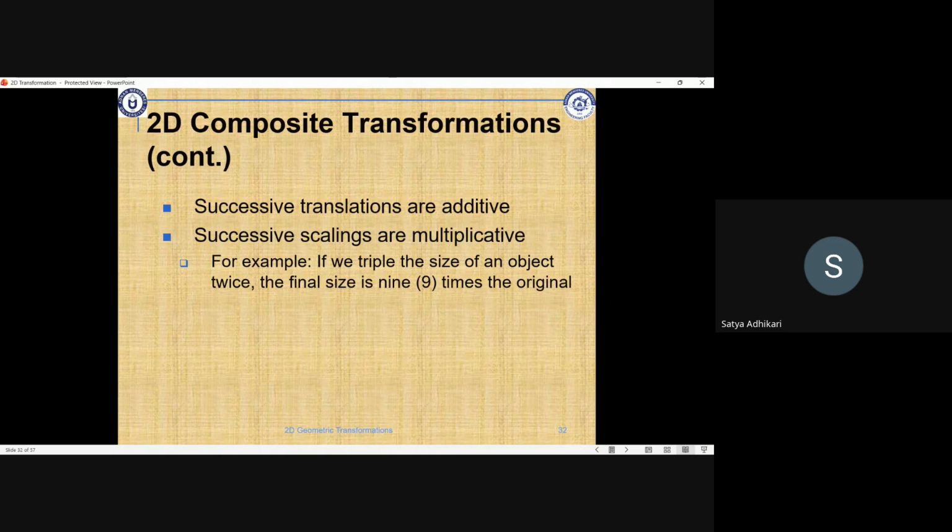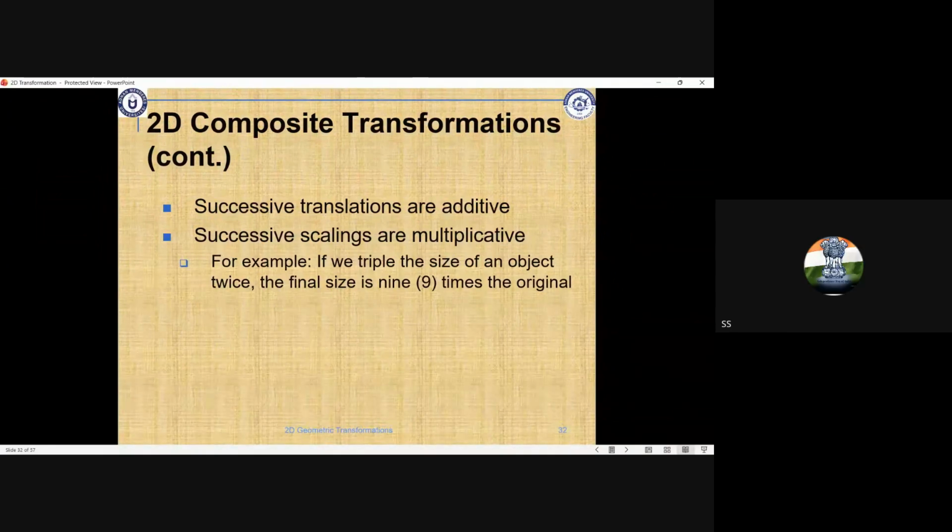Okay, so your successive translations are additive, whereas successive scaling factors are multiplicative. For example, if you triple the size of the object twice, the final size is 9 times the original. But if you apply a translation of 3 twice, it will be 3 plus 3, 6. So 6 will be added.